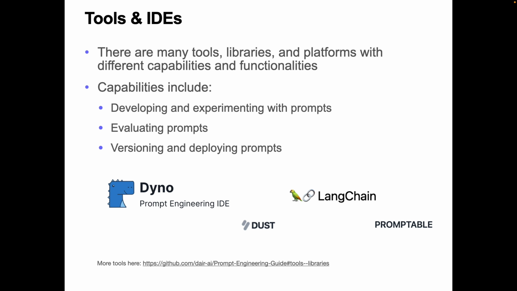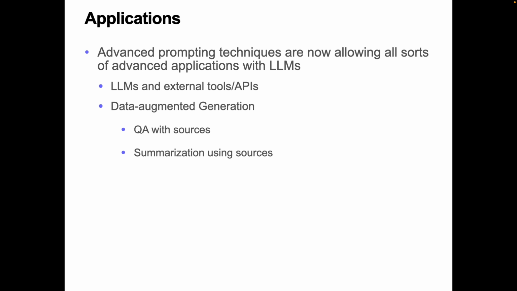So I've included some examples here, but there's a full list in the prompt engineering guide. You can see the link at the bottom. Some capabilities of these tools include being useful for developing and experimenting with prompts, for evaluating prompts, and also for versioning and deploying prompts, right? So it depends on the tool that you're using. You will see that it has a combination of these capabilities. Some of the advanced prompting techniques that we covered in the previous part of the lecture already allow all sorts of advanced applications with language models.